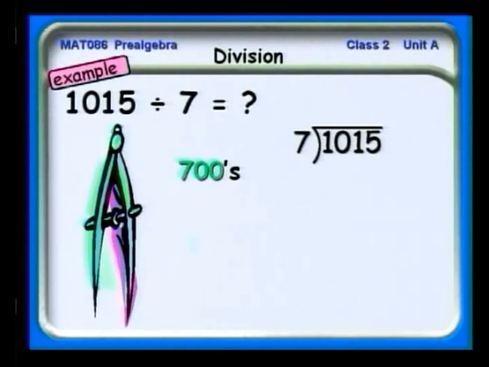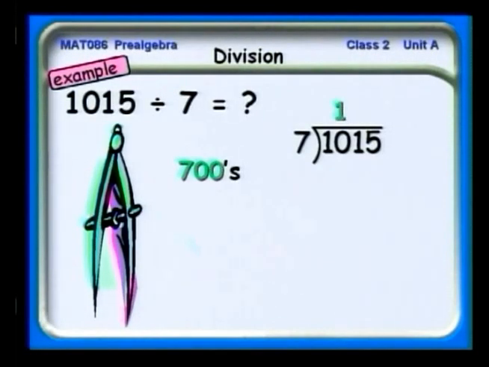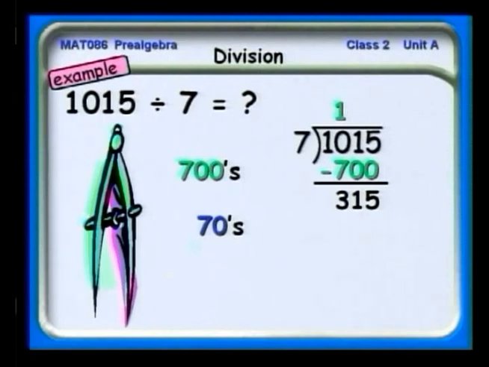Well, if there are two 700s, that would be 1400, too much. So I have to back off a little bit, and this is the kind of thinking you need to do. And so the biggest 700 that I can fit in 1015 is 1 700. So what I do then is write a 1 there and write in the 700. So right away I'm subtracting 1 700 from the 1015, and when I do the subtraction, I see I have 315 left.